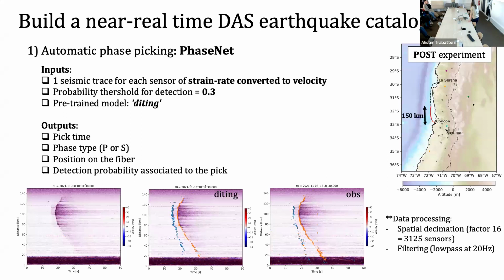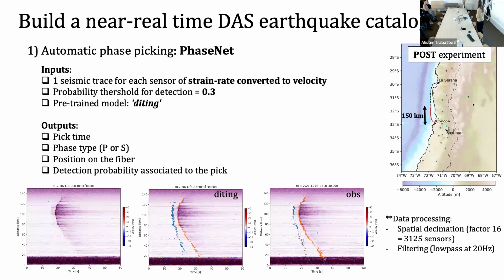So first we apply on our data an automatic phase picking that we choose to be PhaseNet. We tried also Earthquake Transformer, but we chose PhaseNet because we found that the picking time was more precise with PhaseNet than with Earthquake Transformer, which has a small delay on the picking.